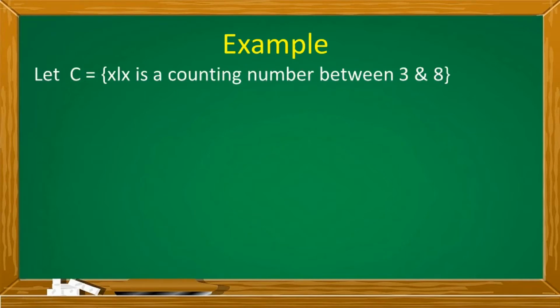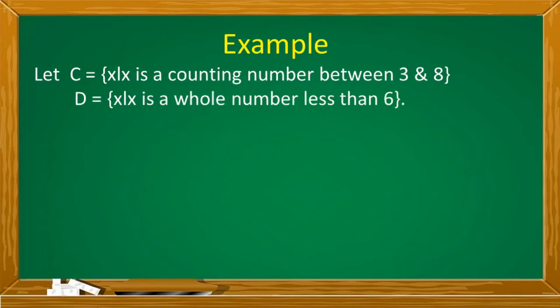Let C is equal to a set of all x's such that x is a counting number between 3 and 8, and D is equal to a set of all x's such that x is a whole number less than 6. Find C minus D and D minus C.